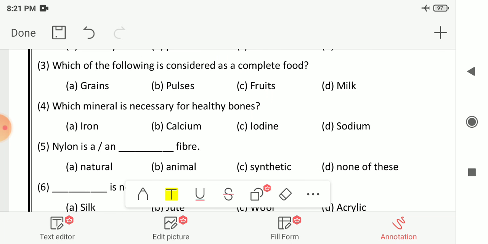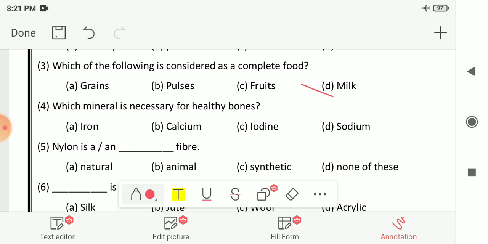Next, third number, which of the following is considered as a complete food? The options are grains, pulses, fruits or milk. So here your answer is option D, milk. Milk is considered as the complete food.